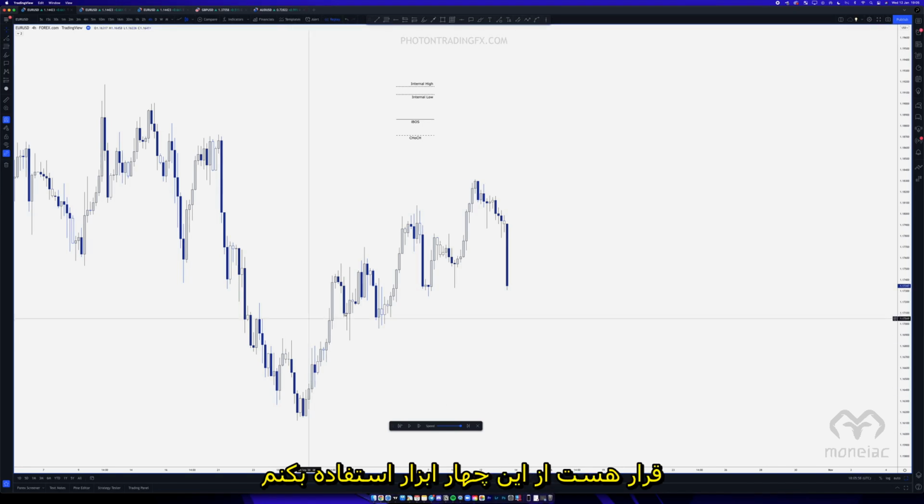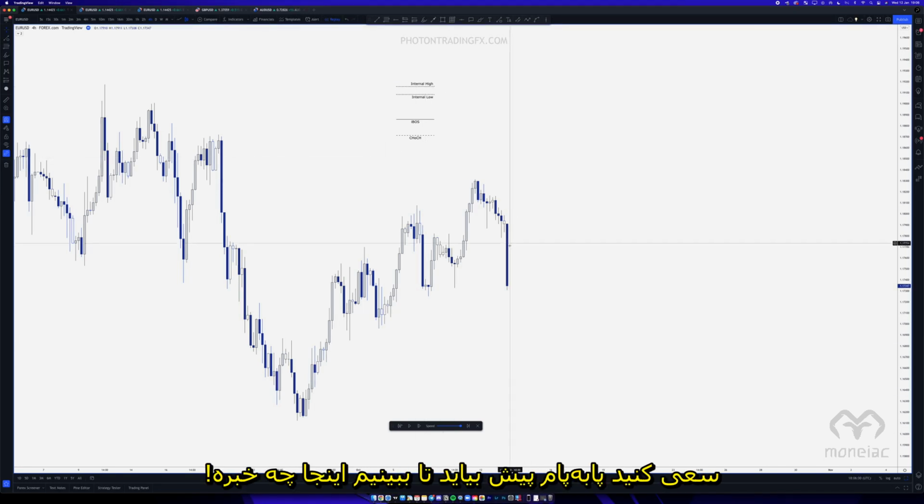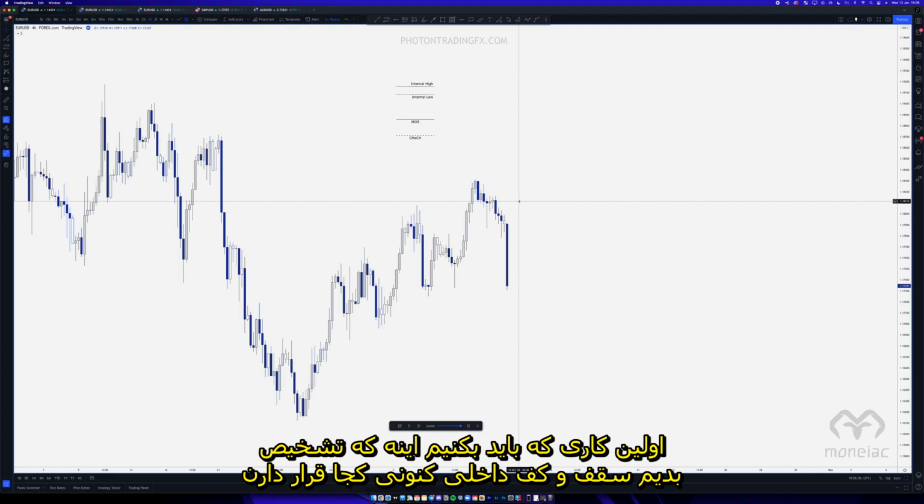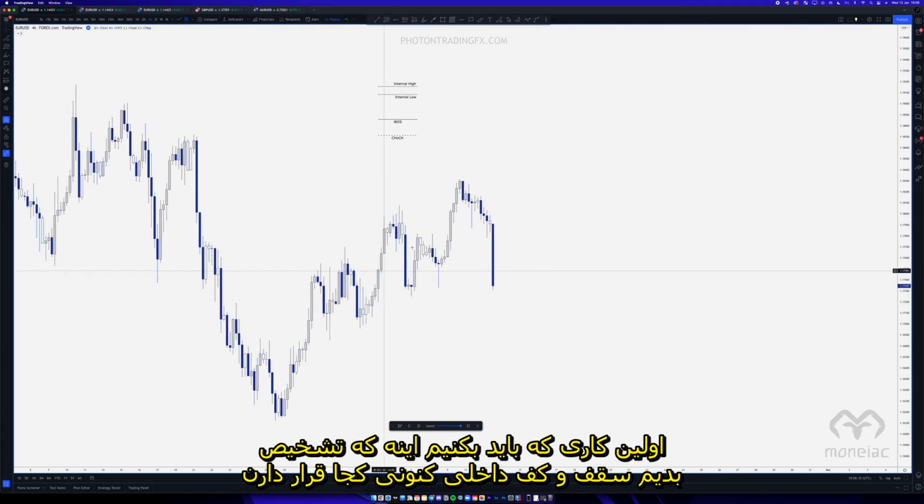So what I'm going to do is use these four little tools here, just so you can try and follow along as easily as possible with what is going on, right? The first thing we want to do is find out where the current active internal high and internal low are at the moment, okay?